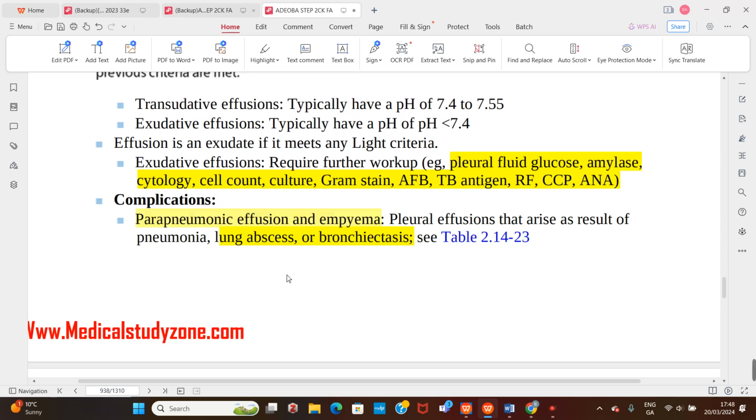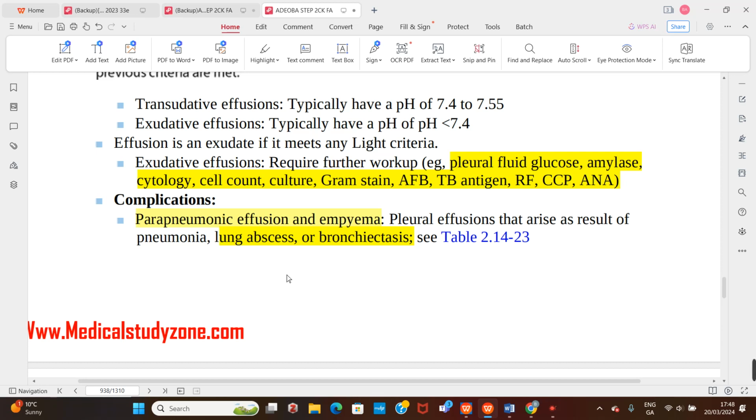So parapneumonic effusion just means effusion with a background lung pathology, particularly pneumonia most commonly, or a lung abscess or bronchiectasis. So anybody that has bronchiectasis, lung abscess, or pneumonia that develops an effusion, you call that a parapneumonic effusion. Most of the time it follows pneumonia. So an individual can have uncomplicated parapneumonic effusion, complicated parapneumonic effusion, or empyema. So empyema just means complicated parapneumonic effusion with pus.